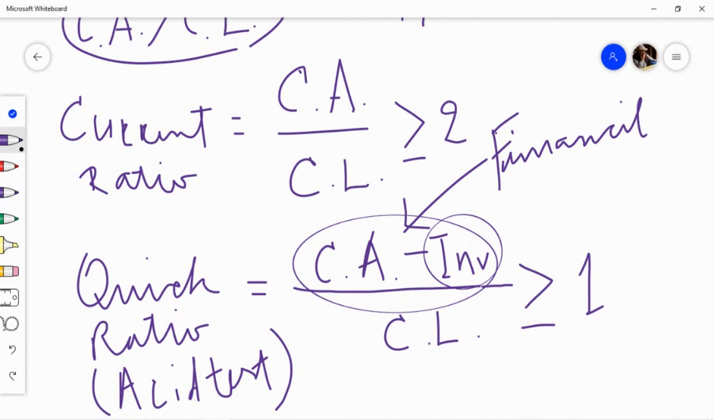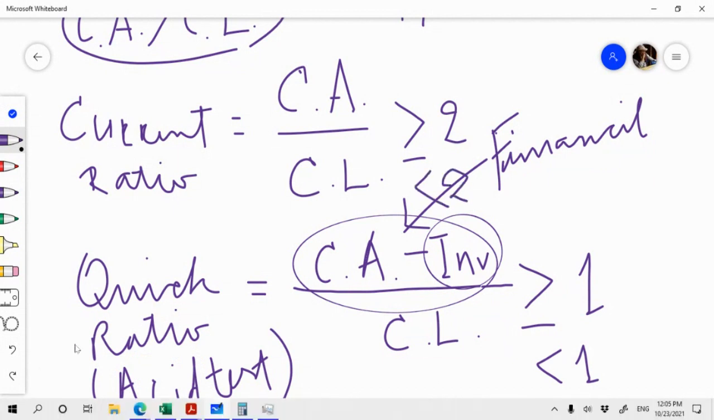So then, this ties in together with Richard's question. Richard's question was, if the company defaults, so whether it's going to default or not, you will check these ratios, right? The current ratio must be greater than 2, and the quick ratio must be greater than 1. And if it is not, if the quick ratio is less than 1, or if the current ratio is less than 2, the company will default, right?